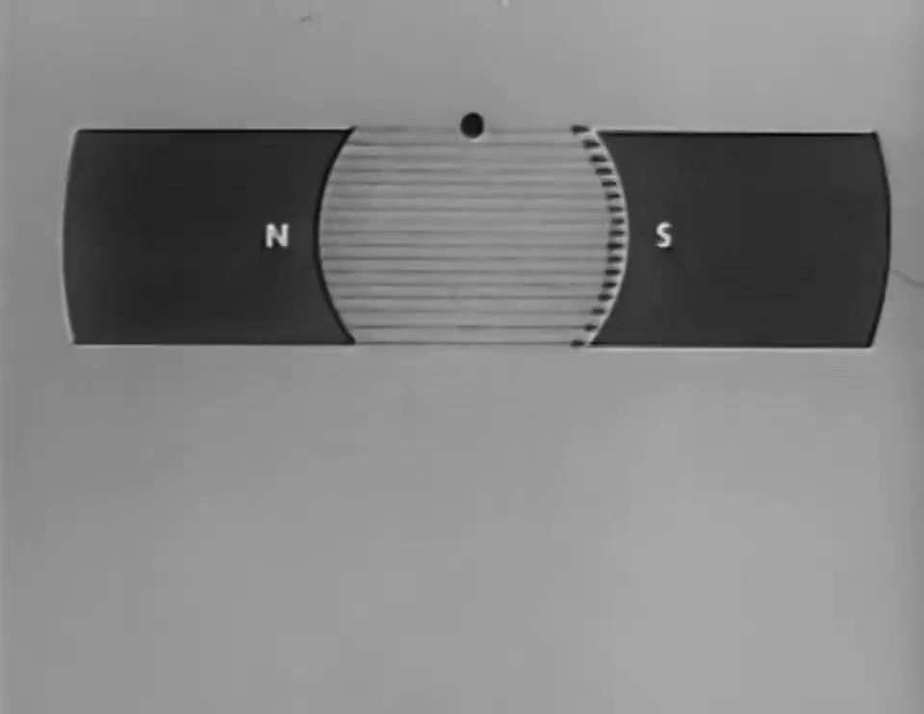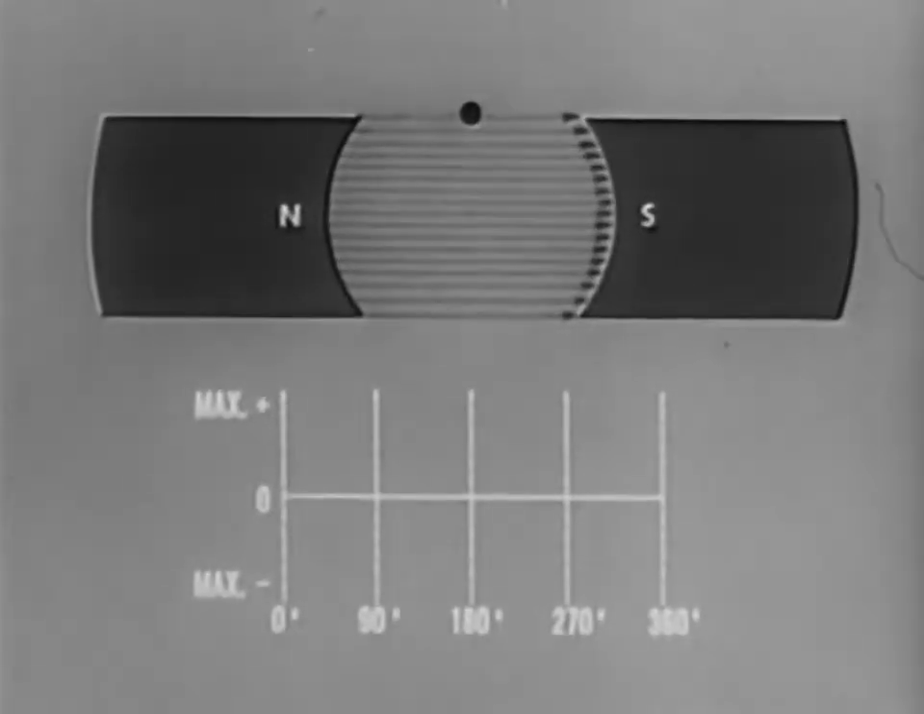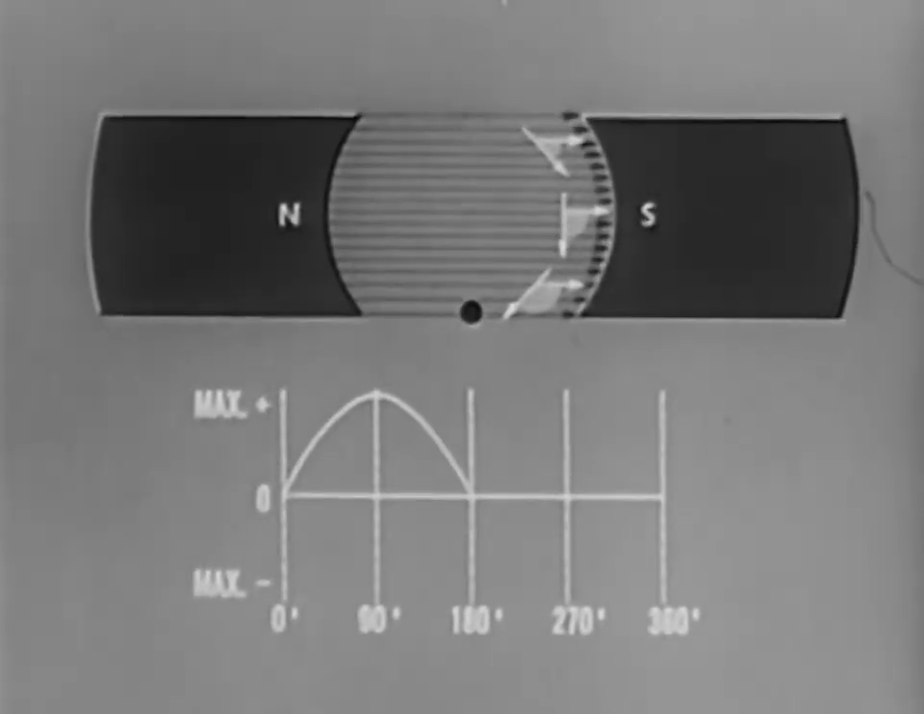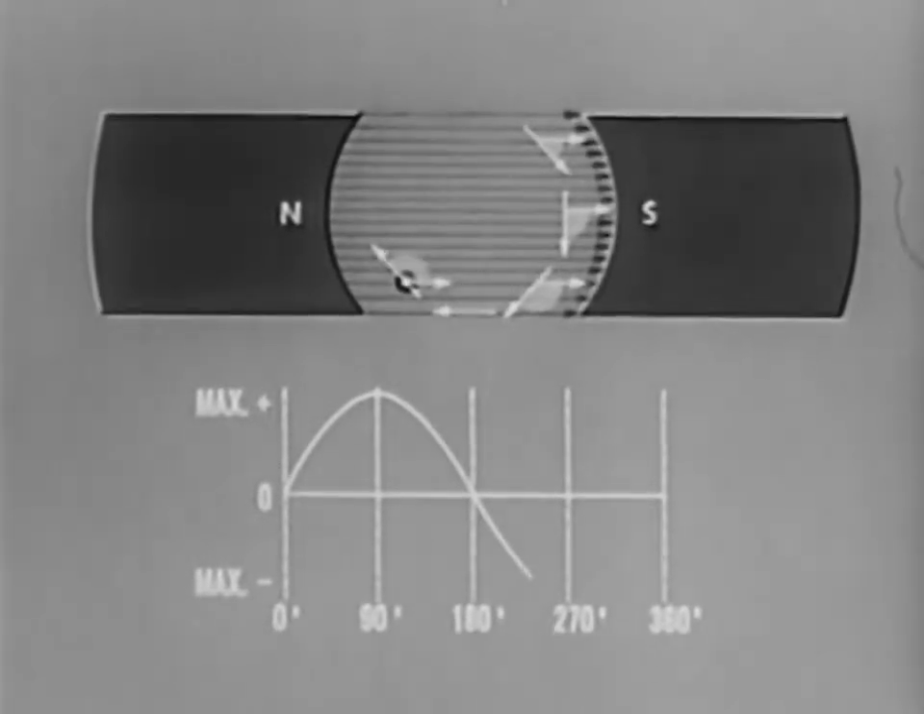A graph of EMF versus conductor position during one revolution will be a sine wave representing alternating current, or AC. All rotary generators produce AC internally.